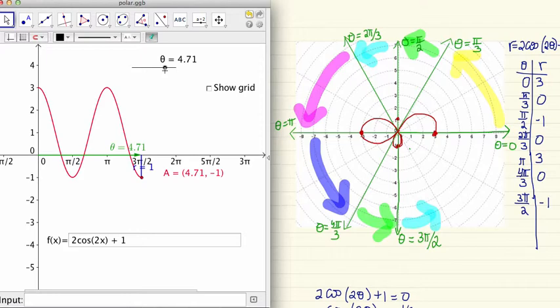I'm looking at angles between 4 pi over 3 and 3 pi over 2. So I guess I already did this, but I was in a different quadrant. So now I'm going this way, right? But r is negative, so I'm really over here. So I'm drawing it right there.